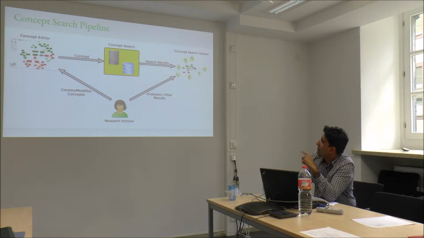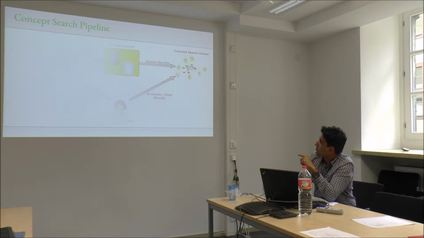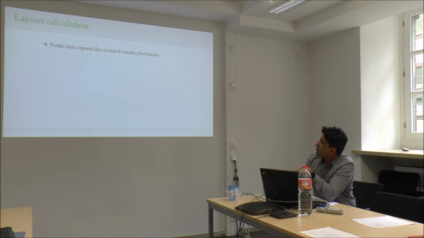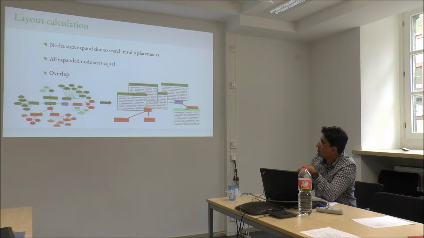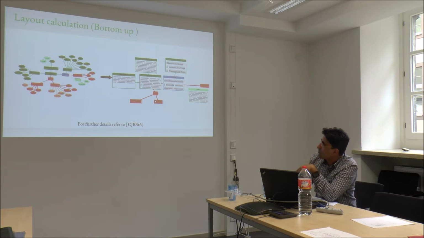And the last thing in the concept search pipeline is the viewer, where we show these results. When the results are placed in the nodes, they are expanded. So something like when we place the results here, there is overlapping because the nodes are now expanded, they contain the search results, and now we need some kind of algorithm. We have a bottom-up approach that solves this and tries to keep the topology the same as this, and then the results are placed in this node. So that's how we do it.